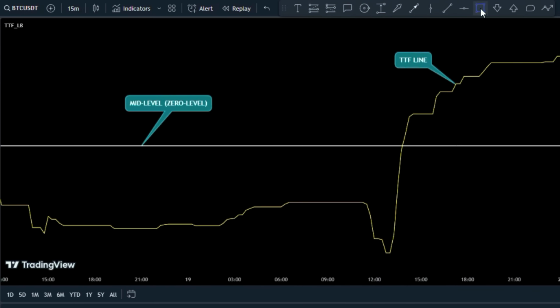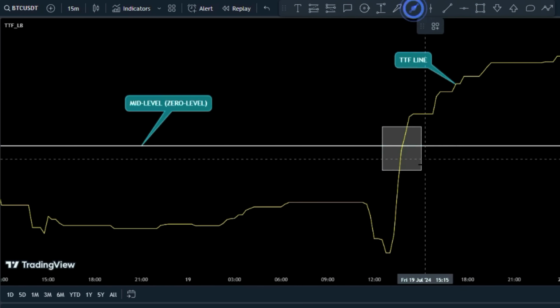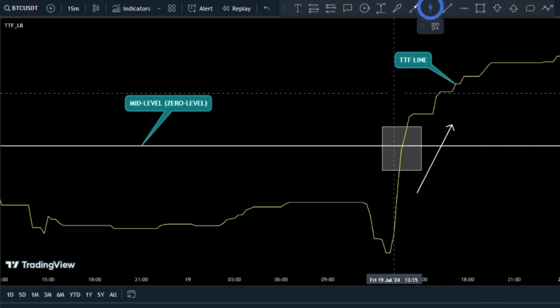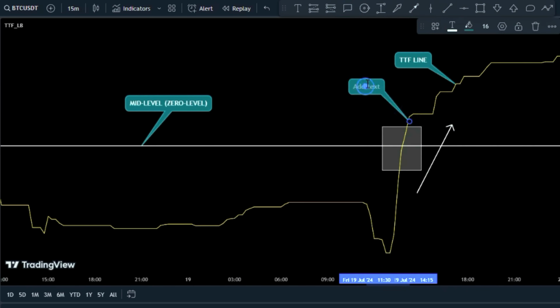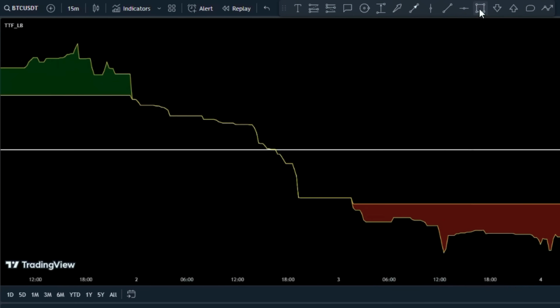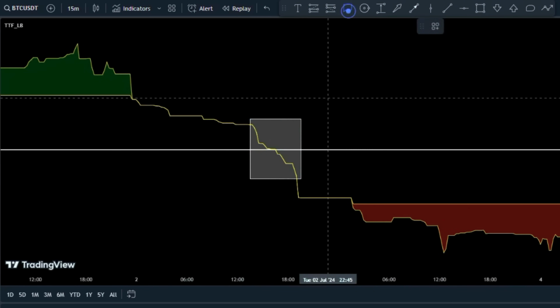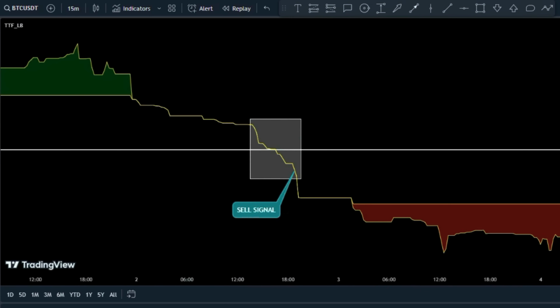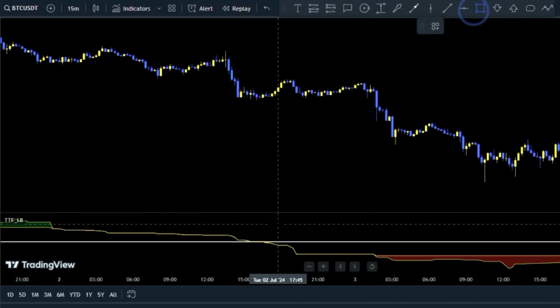Here's how we'll use these lines to identify trading signals in this strategy. When the TTF line crosses above the zero level, it generates a buy signal indicating a potential opportunity to enter a long position. And conversely, when the TTF line crosses below the zero level, it creates a sell signal suggesting a possible opportunity to enter a short position.